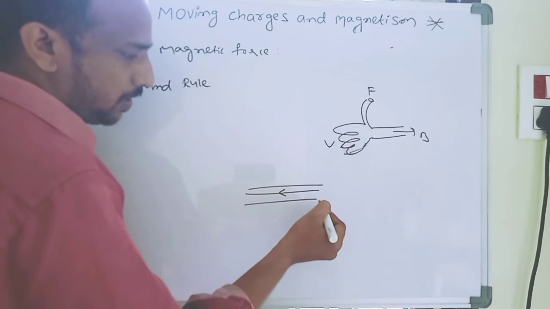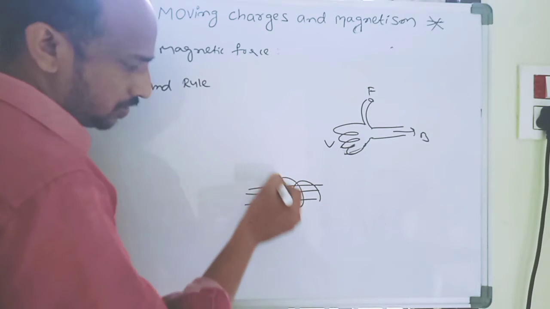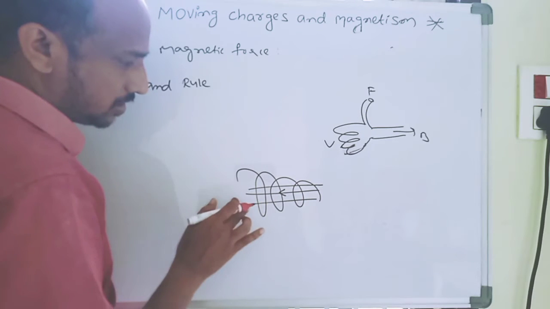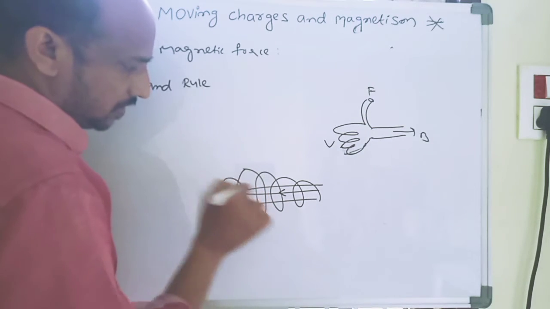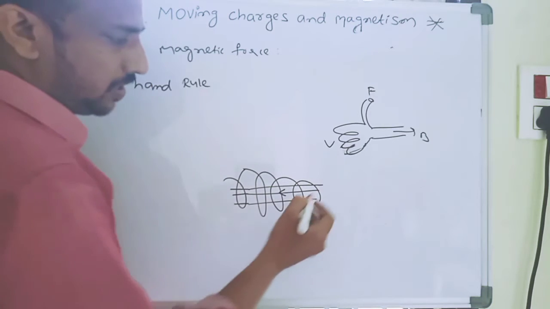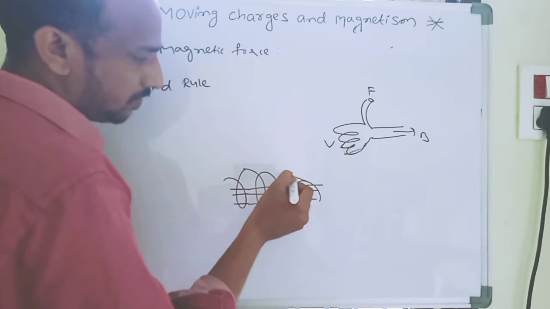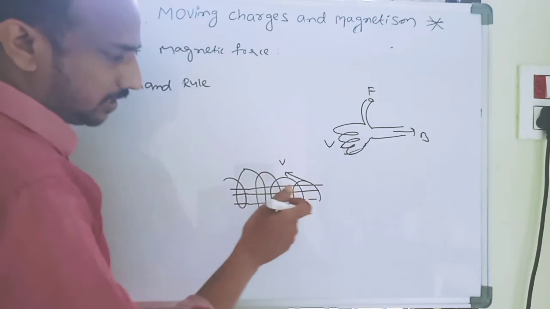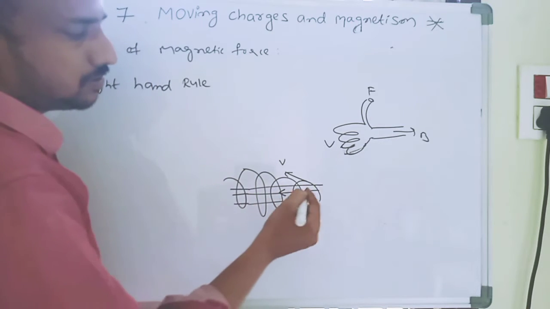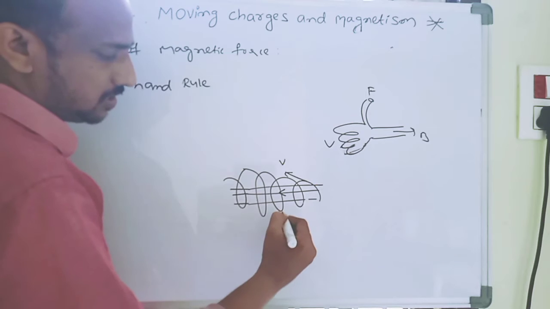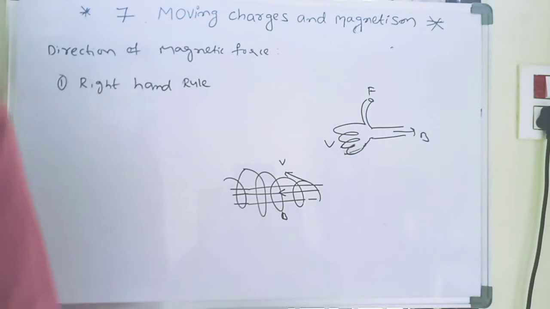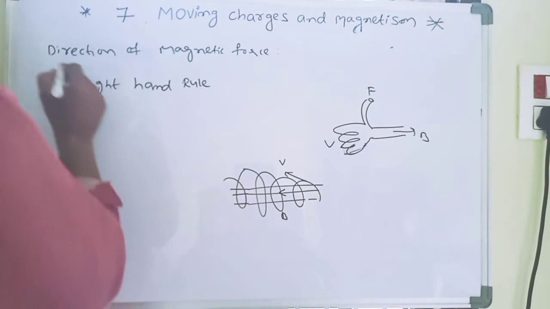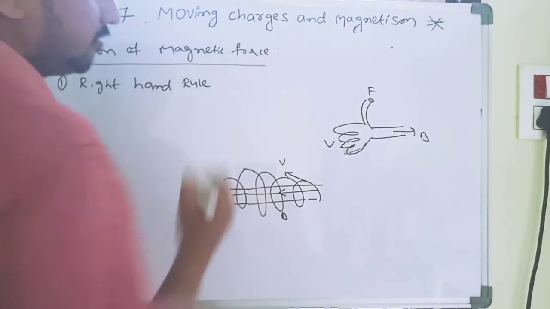Q is a charged particle. The charged particle moves in the direction of the magnetic field, so the velocity is along the tangent of the helical path. This is the velocity direction, and this is the magnetic field direction. So what is the direction of the magnetic force here?